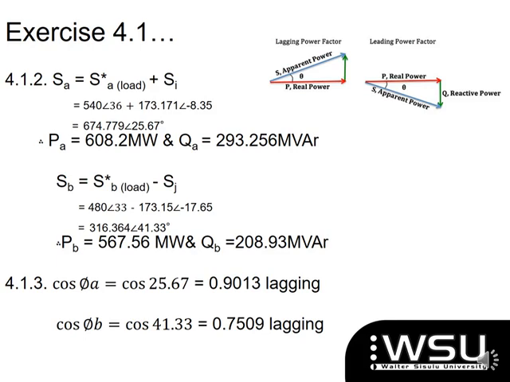Then I do the same for my SB, where it now becomes my SB load minus SJ. Okay, please note it subtracts your SJ. So I can then say that is my 480, minus what I got previously, and I can work out what my PB and my QB are.